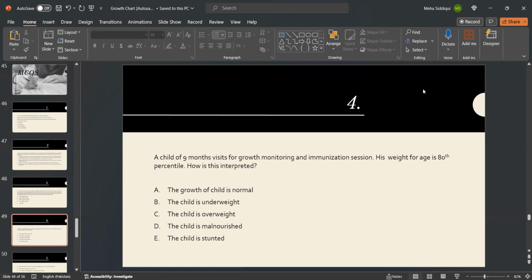MCQ number 4. A child of 9 months visits for growth monitoring at an immunization session. His weight for age is at the 18th percentile. How is this interpreted? The growth of the child is normal, the child is underweight, the child is overweight, the child is malnourished, the child is stunted. C. No, A is the right option because it is falling in the normal range. So, the growth of the child is normal. A is the right option.